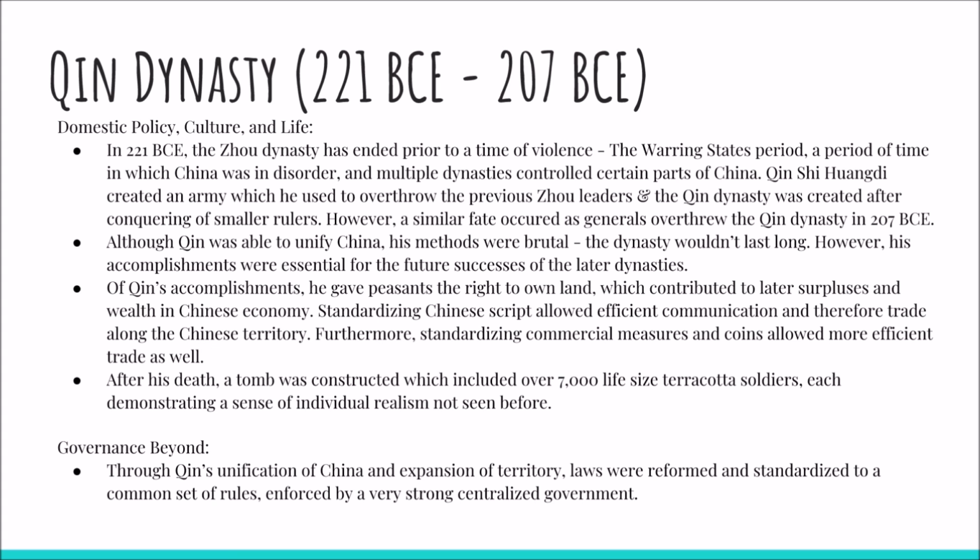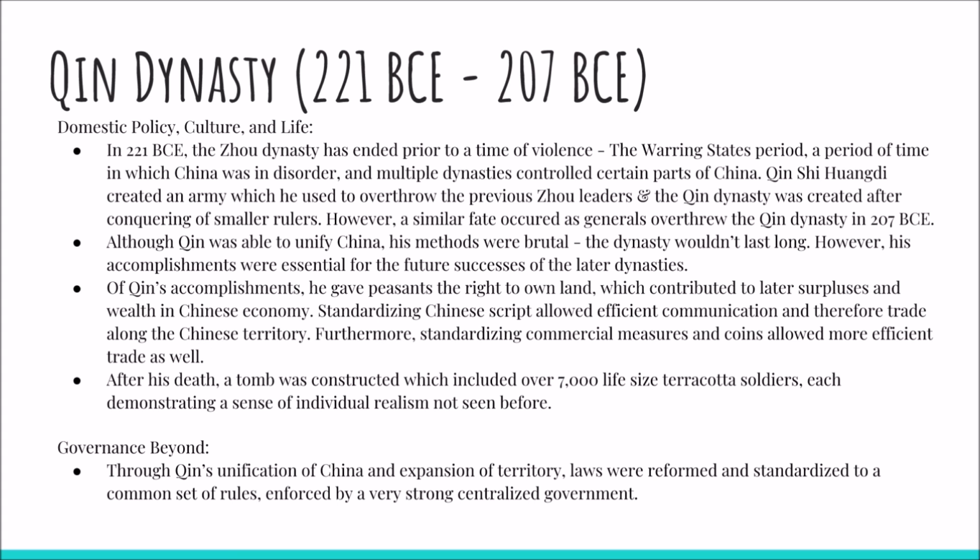Of Qin's accomplishments, he gave peasants the right to own land, which contributed to surpluses and wealth in the Chinese economy. Standardizing everything from Chinese script to coins and measures allowed more efficient trade and effective communication. Through his unification of China and his expansion of territory, laws were reformed and standardized to a common set of rules which were enforced by a very strong government, which set up order for the success of Han.